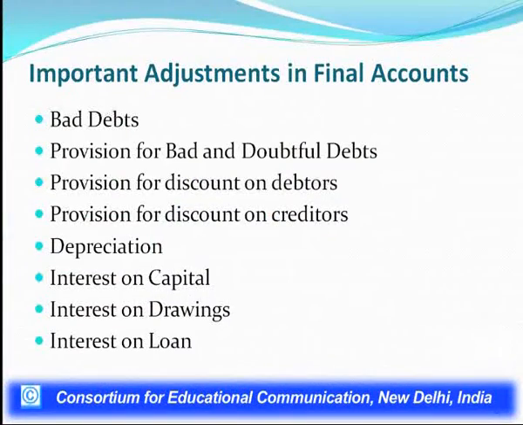Then if some bad debts have been incurred but no entry has been passed, we need to make adjustment for bad debts. And we also make a provision for bad and doubtful debts on debtors, provision for discount on debtors. The provision for discount on creditors is also made by some firms, although there are two different opinions which we will discuss later. Then depreciation, interest on capital, interest on drawings, interest on loan.